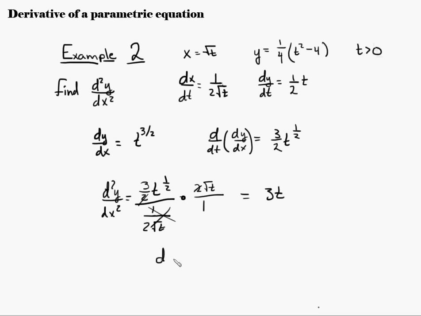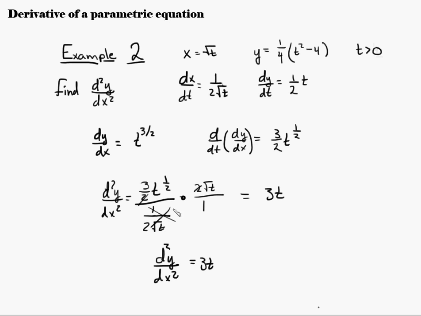So that was fairly simple in the end. The second derivative of y with respect to x is equal to 3t. So I took the derivative of each of them with respect to t, and then I arranged them into dy/dx. Once I had dy/dx, I took the derivative of that function with respect to t. That became the numerator, and then the denominator is dx/dt, again the derivative with respect to t of the variable that goes in the denominator.